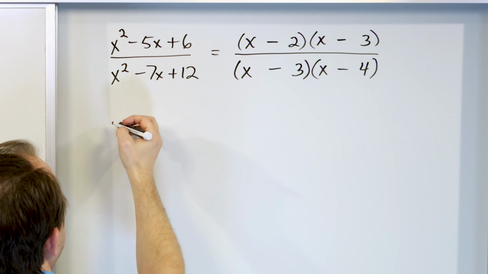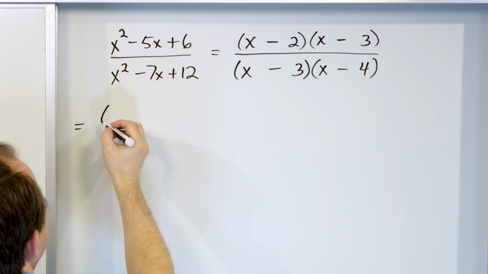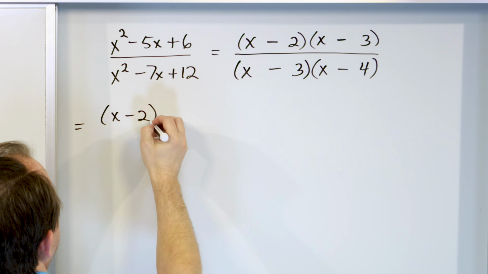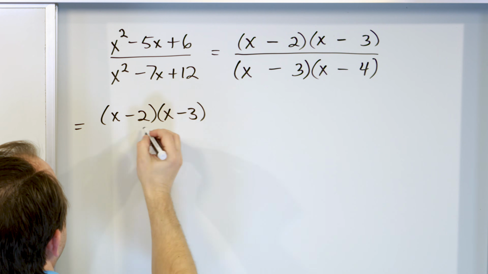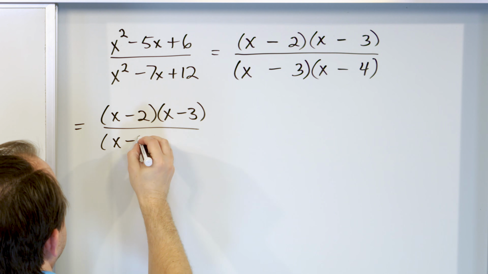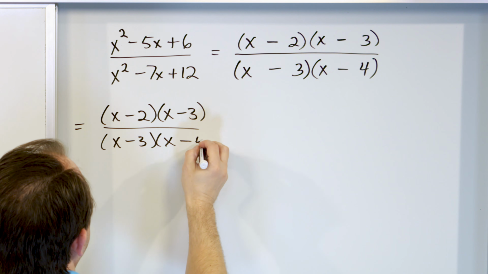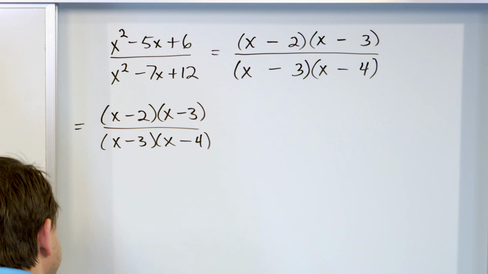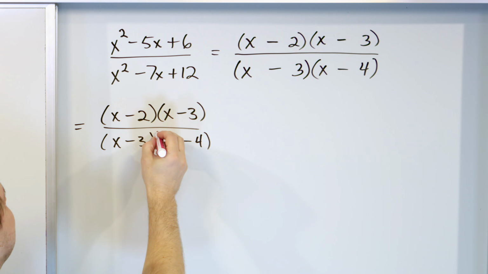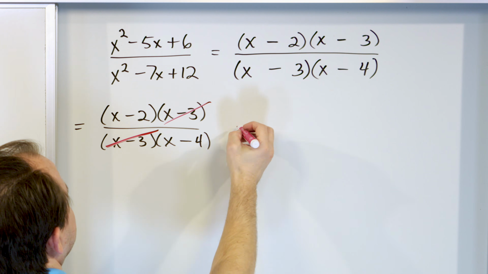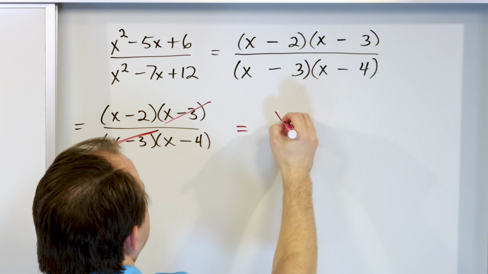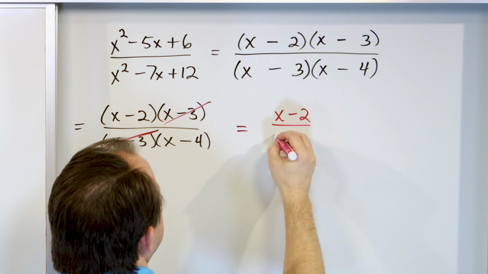So you can see it right in front of you that you have a cancellation, but I still want to write it down separately here. X minus 2, x minus 3. And on the bottom, you have x minus 3, x minus 4. And so then you can see immediately that you can divide top and bottom by x minus 3. And so then the final answer will be on the top x minus 2, on the bottom x minus 4.